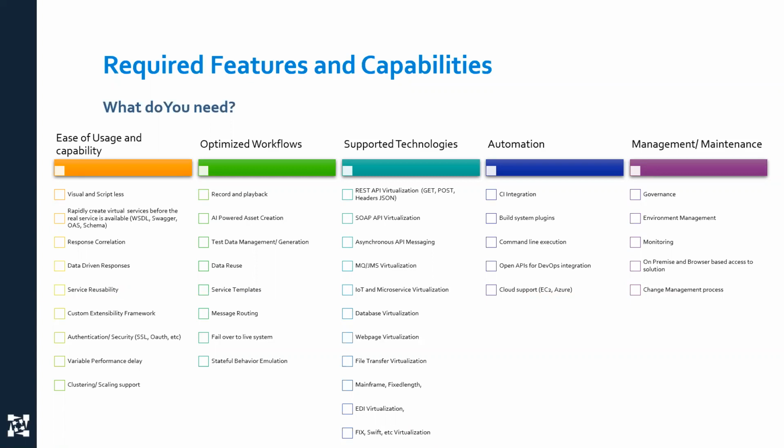Then you have optimized workflows. Optimized workflows are those things where there are activities you're going to be doing all the time. For example, message routing, or creating a new virtual service, or updating a virtual service. And you want to have features and capabilities that allow you to focus on those things and do them rapidly, and take a lot of the guesswork out of them.